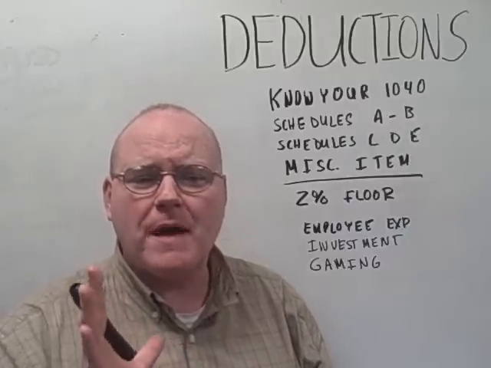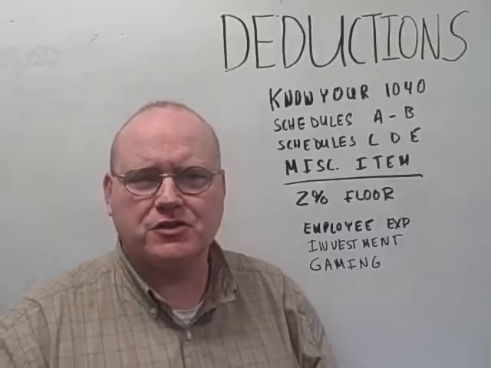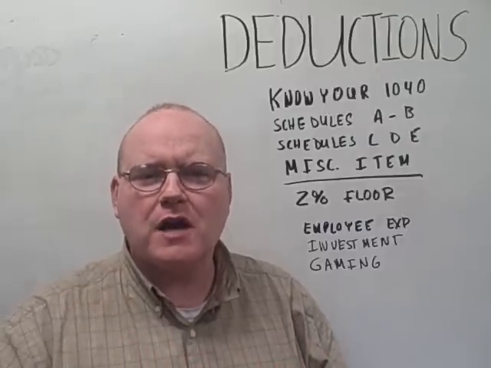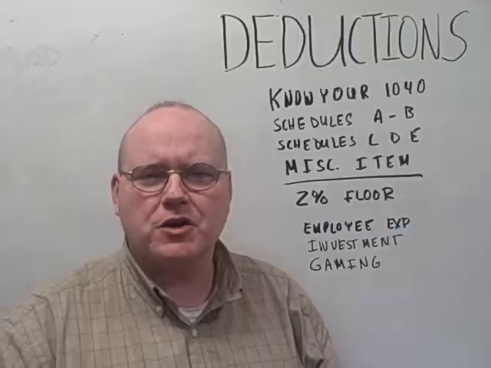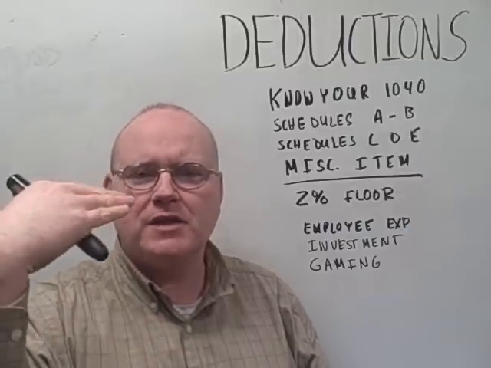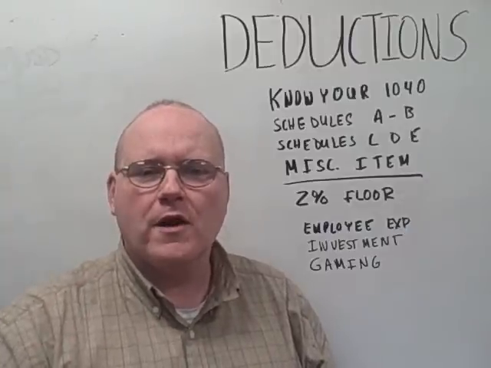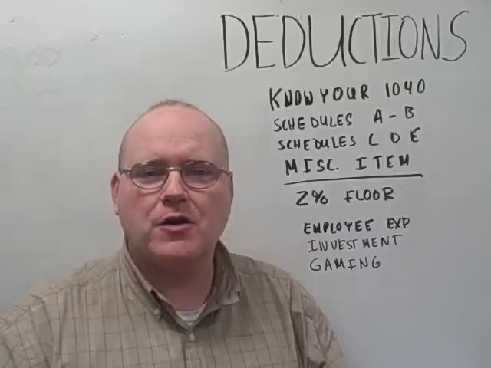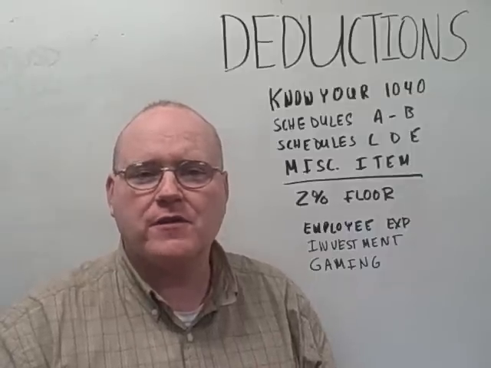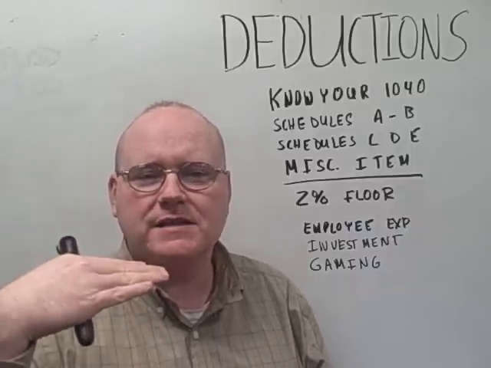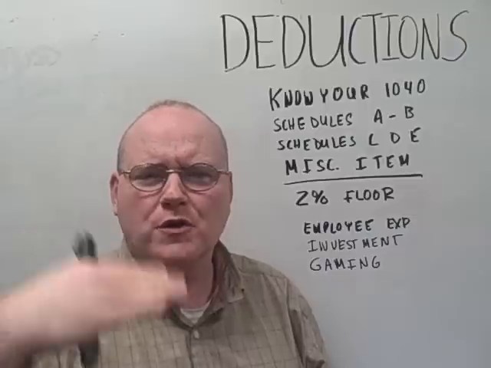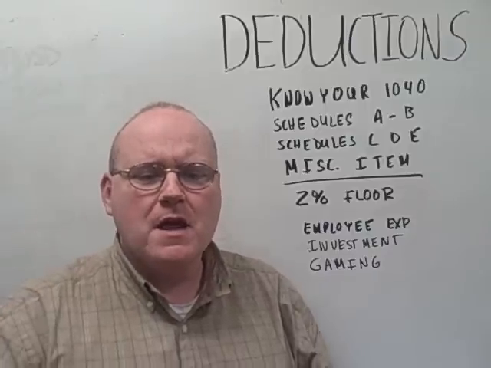But I also want to talk about miscellaneous itemized deductions because this is an area that's chock full of deductions if you're itemizing your returns. It's normally subject to a 2% floor, where in other words, if you had an adjusted gross income of $100,000, you need at least $2,000 of these expenses in order for it to start increasing your refund.